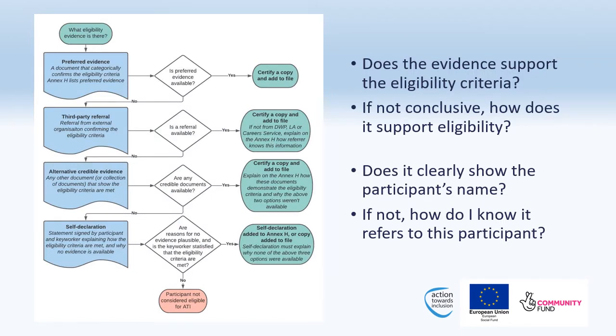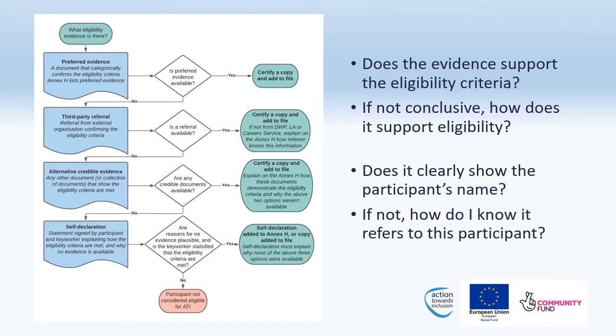So let's recap the hierarchy of evidence. We always start with preferred evidence, any document that categorically confirms the eligibility criteria, and usually as is suggested on the Annex H. If this is available, take a copy and add it to the file. If no preferred evidence is available, we can look to a third-party referral if there is another organisation who would be in a position to confirm the eligibility criteria.